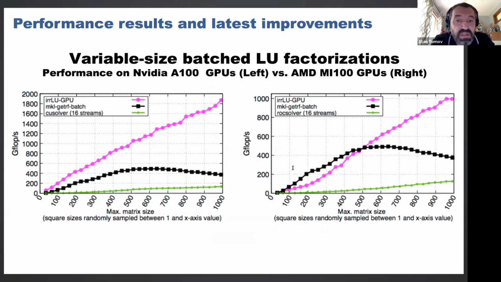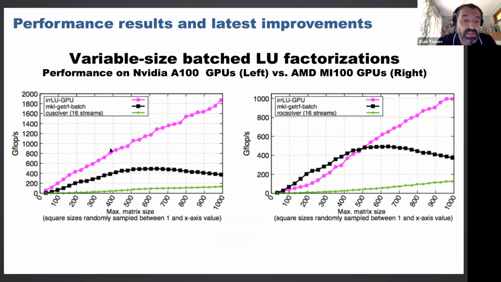Another interesting routine that we just added is for variable size LU factorizations. These are used in packages like SuperLU for large sparse direct solvers. And again, we show here current performance results in terms of gigaflops per second.